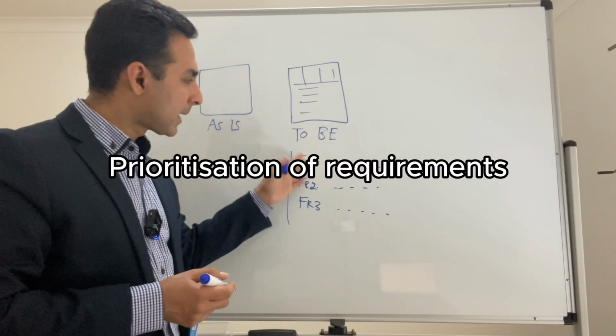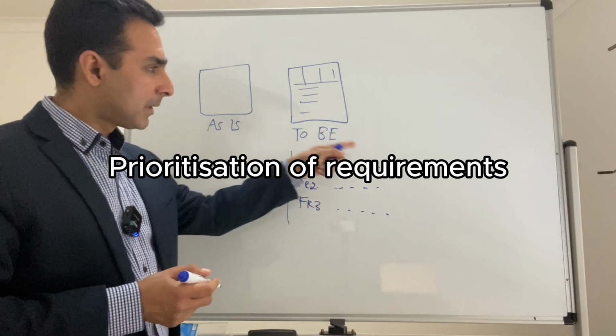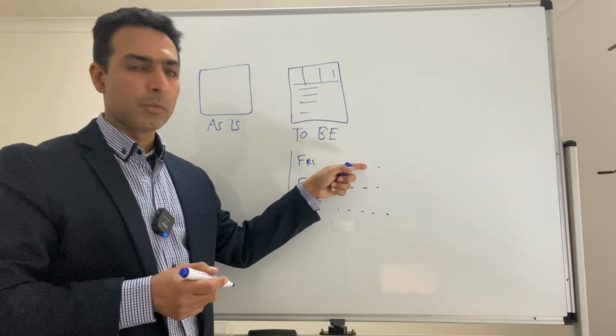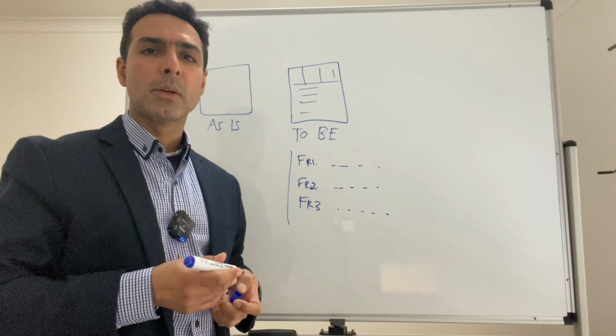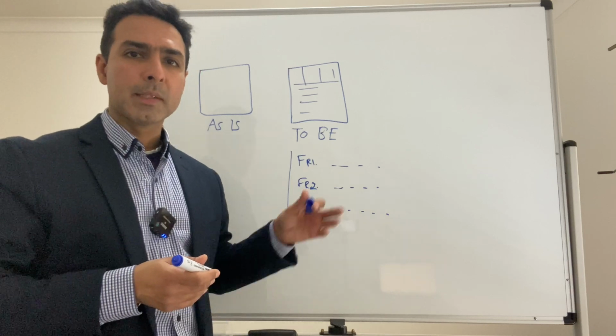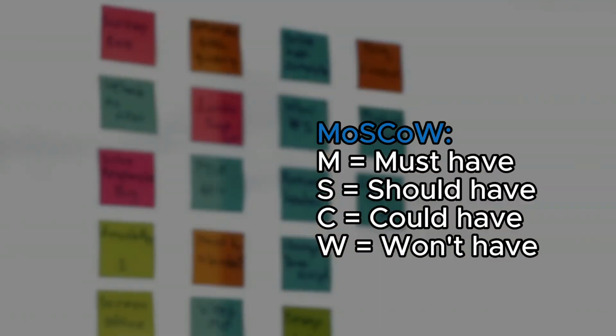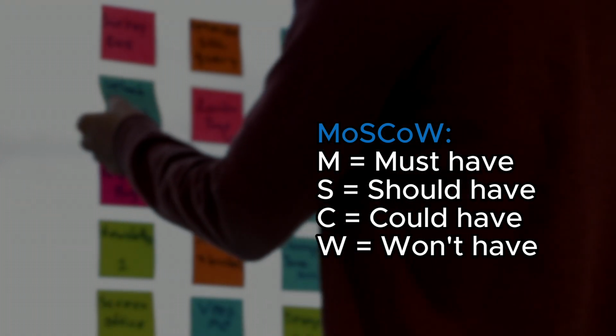So you prioritize each requirement. This is how your functional requirements, once prioritized, look like. There are many ways to prioritize them. You could call them high priority, medium priority, low priority, or use something called a MoSCoW matrix, which helps you understand and define those priorities as must have, should have, could have.